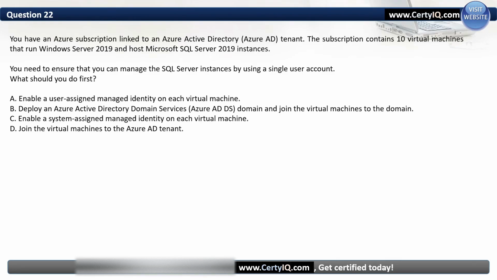Question 22. You have an Azure subscription linked to an Azure Active Directory tenant. The subscription contains 10 virtual machines that run Windows Server 2019 and host Microsoft SQL Server 2019 instances. You need to ensure that you can manage the SQL Server instances by using a single user account. What should you do first? The correct option is B. Deploy an Azure AD Domain Services domain and join the virtual machines to the domain.